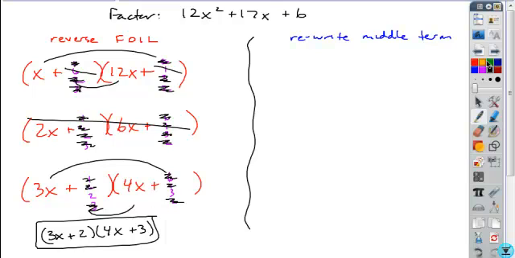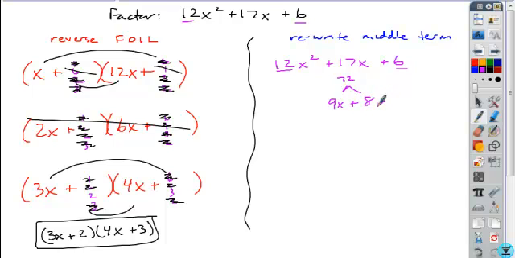Now, if you choose to rewrite the middle term, which I would recommend in this case, your steps would be: take your leading coefficient and your constant, multiply those together, and rewrite it underneath the middle term. So I'm going to rewrite my expression here. 12 times 6 is 72. Are there 2 factors of 72 whose sum is this middle term's coefficient 17? Yes, 9 and 8, right?